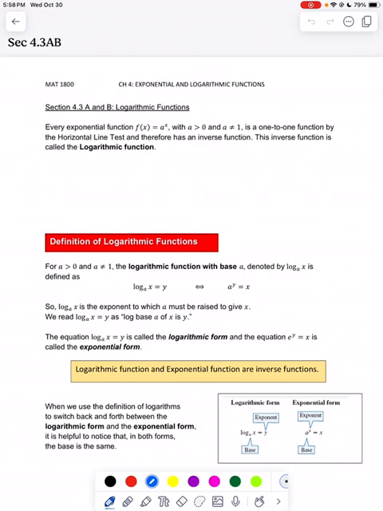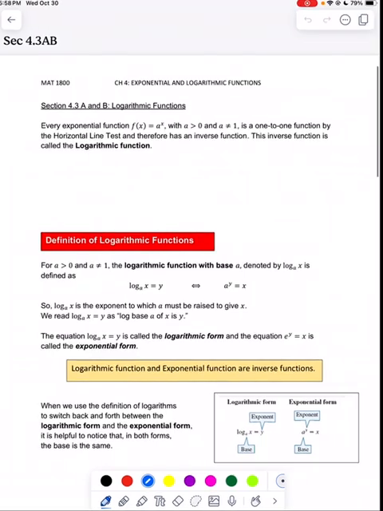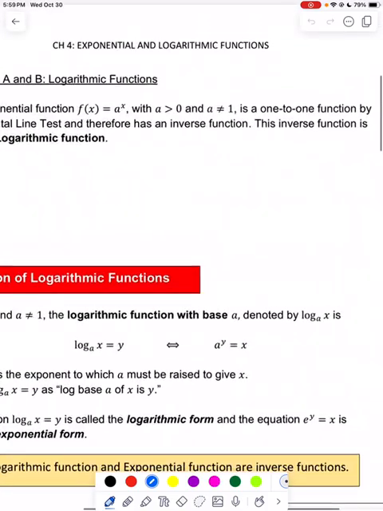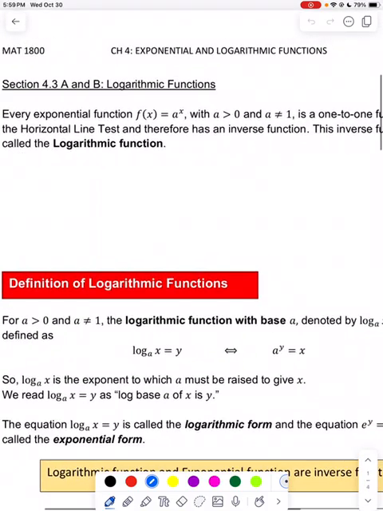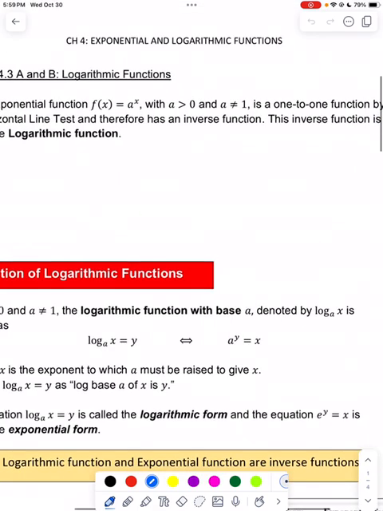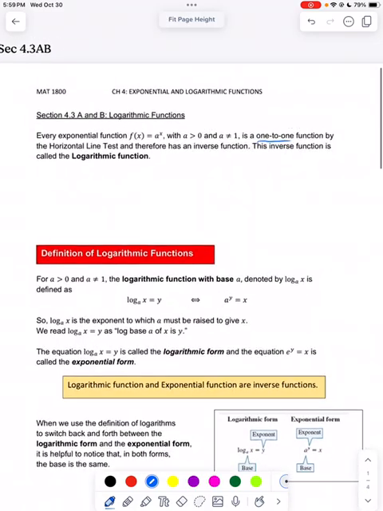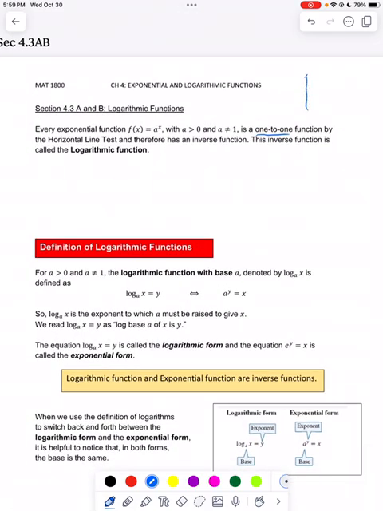So this is about logarithmic functions, and recall that every exponential function f of x is equal to a to the x with a greater than 0 and a not equal to 1. I explained why we have to keep these conditions on a. Now if you recall, it is a one-to-one function. So what is a one-to-one function? Basically, how do we check a one-to-one function?